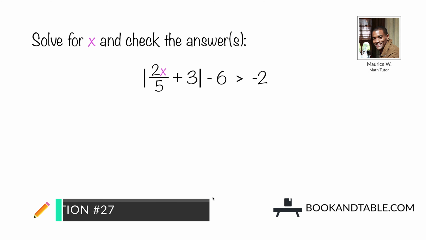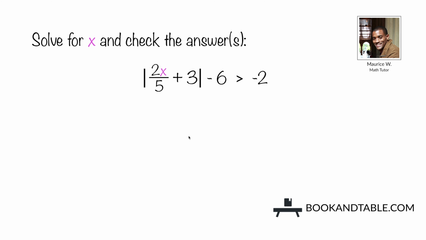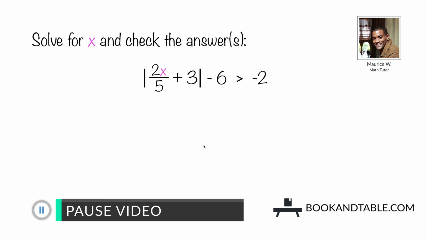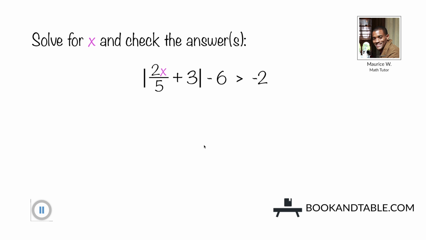And now the last question of this practice set, number 27. Solve for x and check the answers. The absolute value of 2x over 5 plus 3 minus 6 is greater than negative 2. Pause the video, answer this question, and then press play when you are ready.